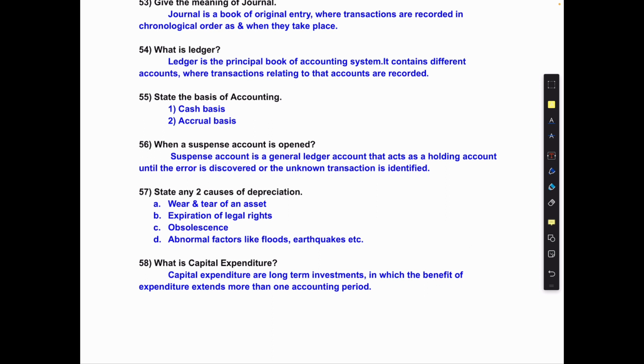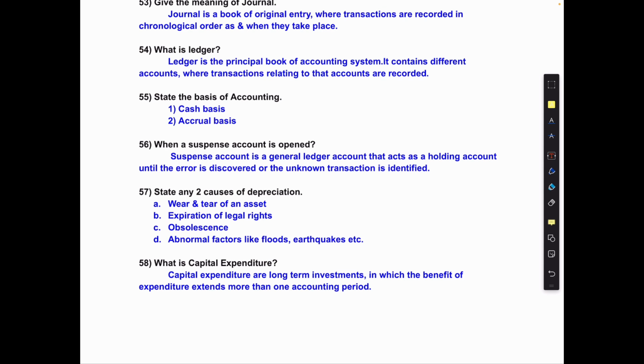57. State any two causes of depreciation. There is wear and tear of an asset, expiration of legal rights, obsolescence, abnormal factors like floods, earthquakes, etc. Question number 58. What is capital expenditure? Capital expenditure are long-term investments in which the benefits of expenditure extend more than one accounting period.